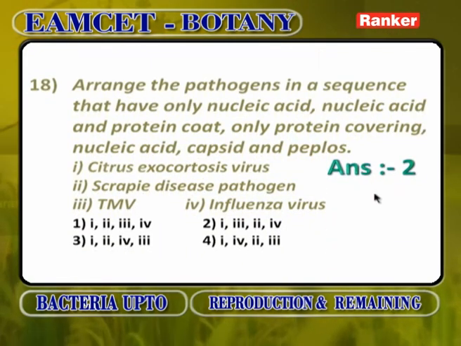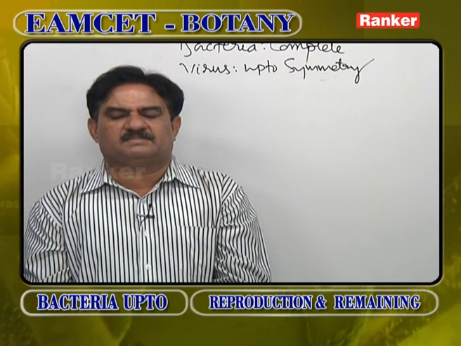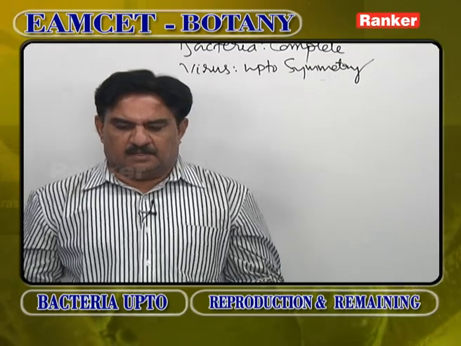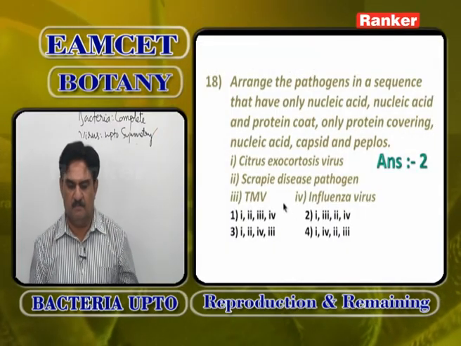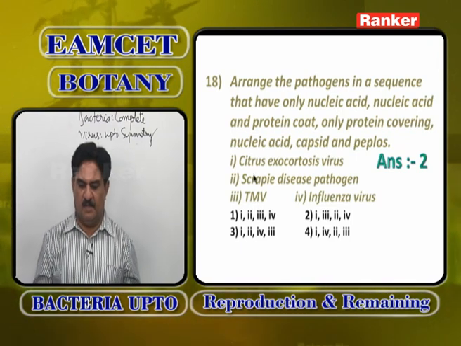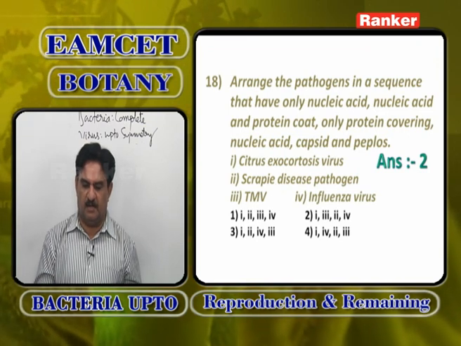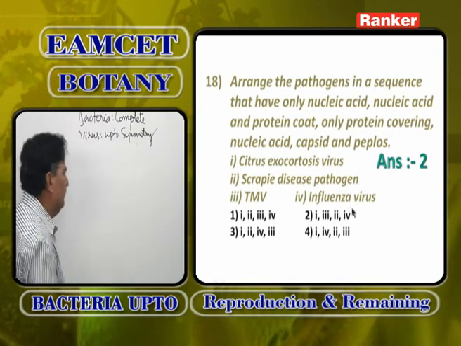Arrange the following pathogens in a sequence that have only nucleic acid, nucleic acid and protein coat, only protein covering, and nucleic acid, capsid and peplos. The answer is 1, 3, 2, 4. Only nucleic acid is citrus exocortis virus. Then 3, TMV, has nucleic acid and protein coat. Then only protein coat is the scrapie disease pathogen, and nucleic acid, capsid and peplos is influenza virus.